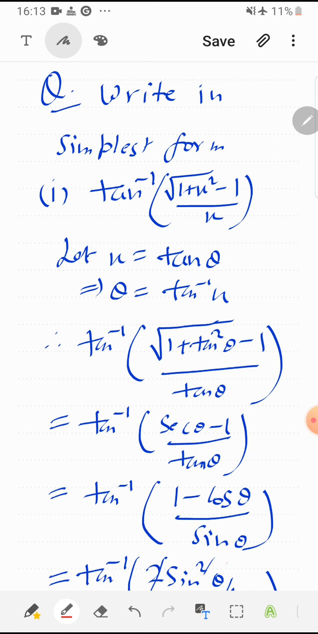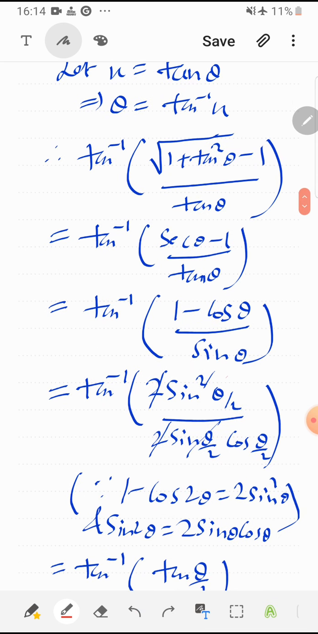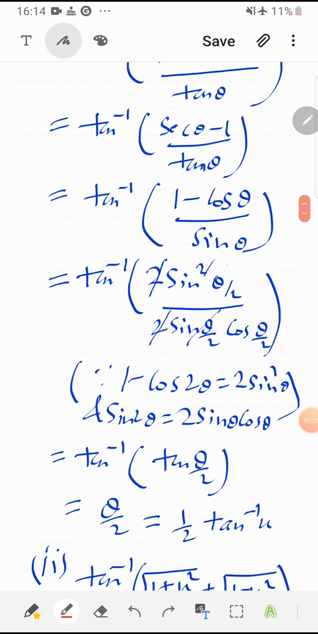What I have to substitute will depend upon my knowledge of 10th and 11th class basic trigonometric formulae. As I know that 1 plus tan square theta under root is secant theta, so I am putting x as tan theta, so that theta is tan inverse x. As I put x equal to tan theta here, it becomes secant theta minus 1 upon tan theta, and after simplification this becomes 1 minus cos theta upon sin theta.